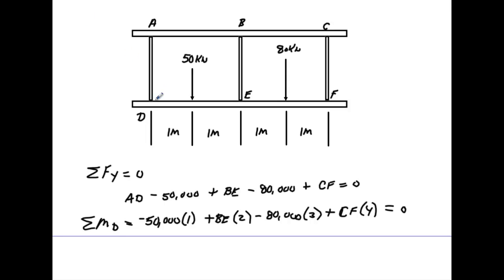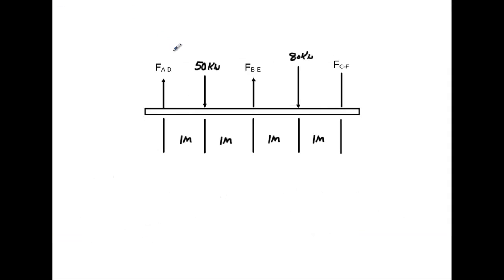Okay, so first thing I'm going to do is draw a free body diagram of the DEF beam. And when I do that, it should look something like this. You got FAD coming up, you get the 50,000 coming down, FBE coming up, 80,000 going down, FCF coming up. So we'll go ahead and draw an arrowhead on there. And that's basically my free body diagram of this beam.